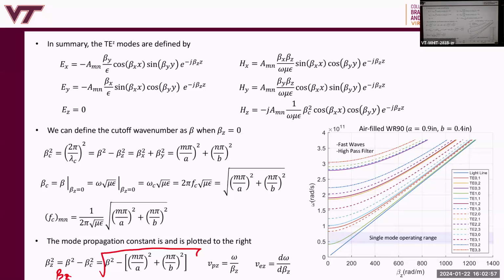Let me think about that. Yeah, when you get to higher order modes, then they can become evanescent, right? Beta z square root, yes. Very good. That's correct. Okay, great.